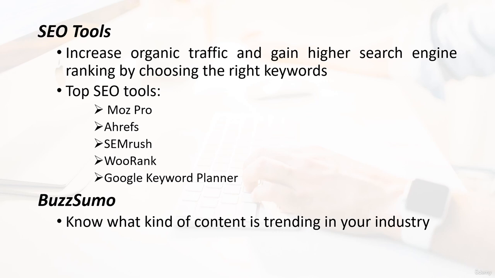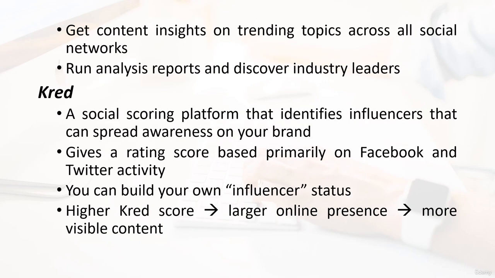BuzzSumo. If you want to know what kind of content is trending in your industry, you can use BuzzSumo to research what topics your competition is writing about and how they market it. You can get content insights by identifying trending topics across all social networks. You can also run analysis reports, find industry leaders, and see what they've been sharing.